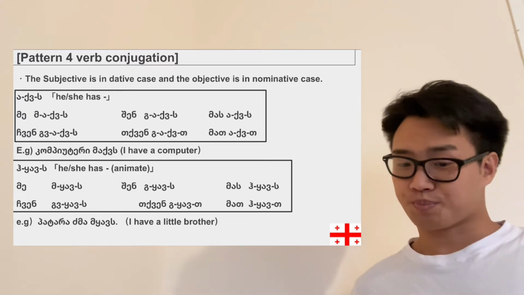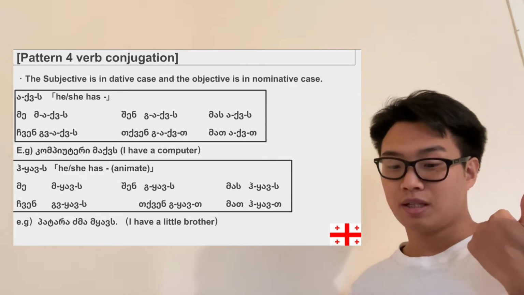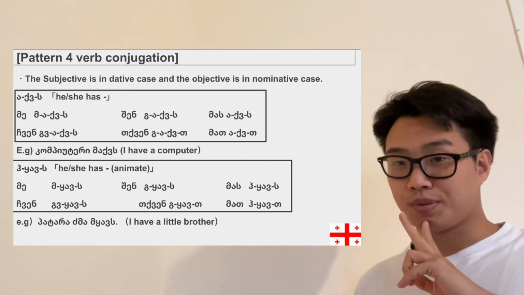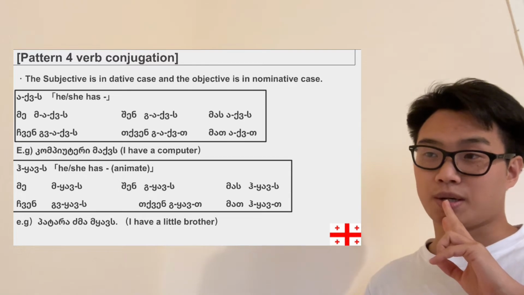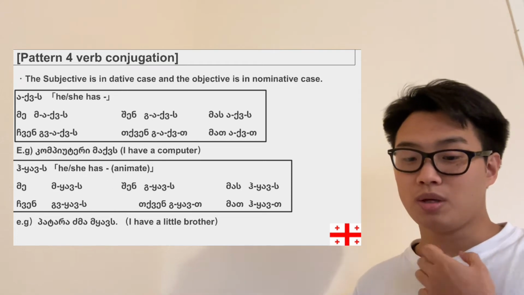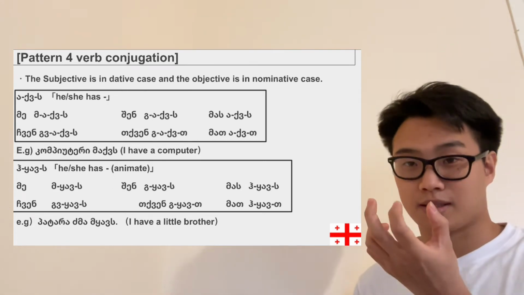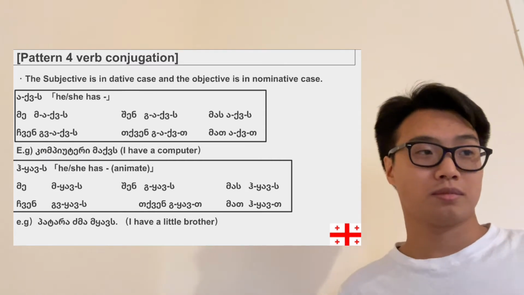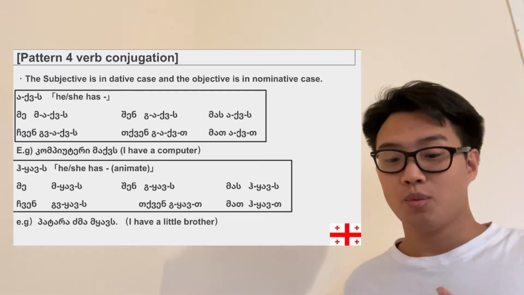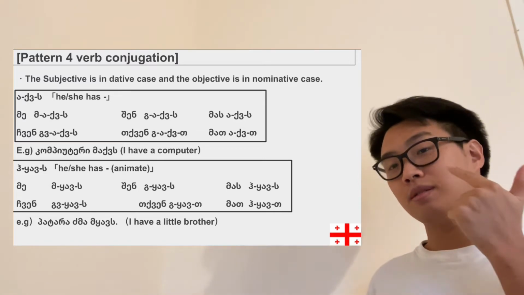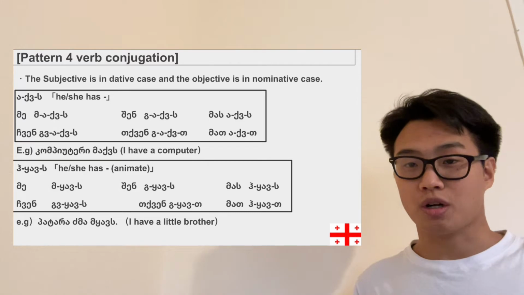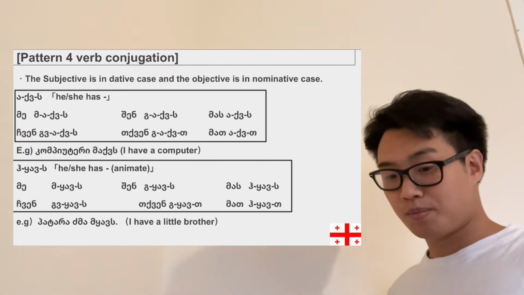And next, muqabs, shen muqabs, mas muqabs. In Georgian, they distinguish animate and inanimate things. So when we talk about things, like computer, keys, books, houses, etc., we can use this marks, me marks, shen marks, mas asks, etc. But when we talk about humans or animals, which are animates, we have to use this second form, qafs.